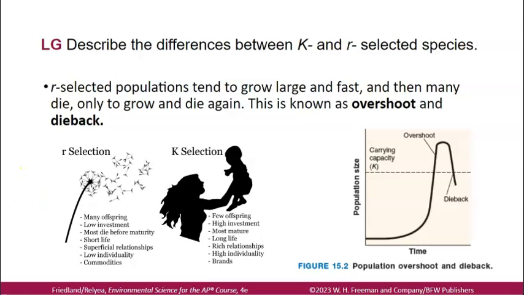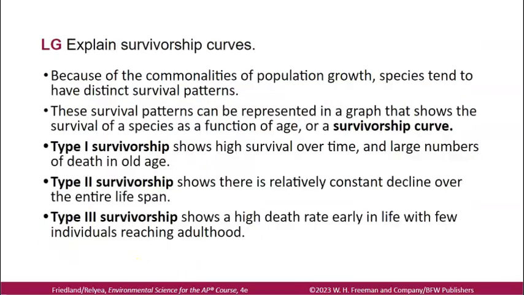Okay, so here's some more about R and K. R-selected tend to grow really large and fast and they can die only to grow and die back again. That's called overshoot. So again, here's carrying capacity. You learn that in biology. And R-selected tend to make too many babies, and then they're eaten by lots of predators and they die, or they run out of resources and they die back. So R-selected tend to do this way more than K-selected, although there are instances where K-selected does this too. And then this graphic is some more information, a repeat of a lot of information.